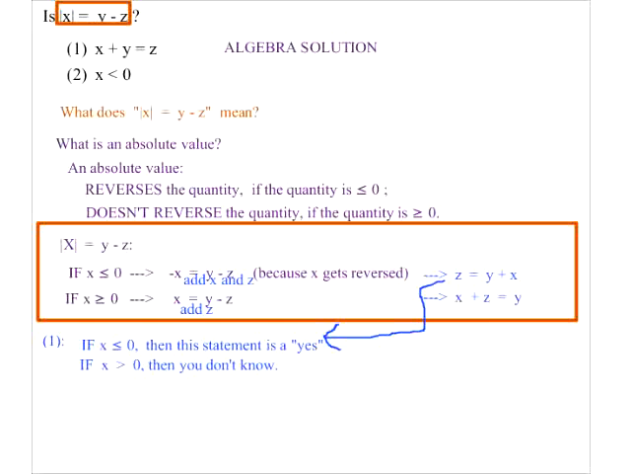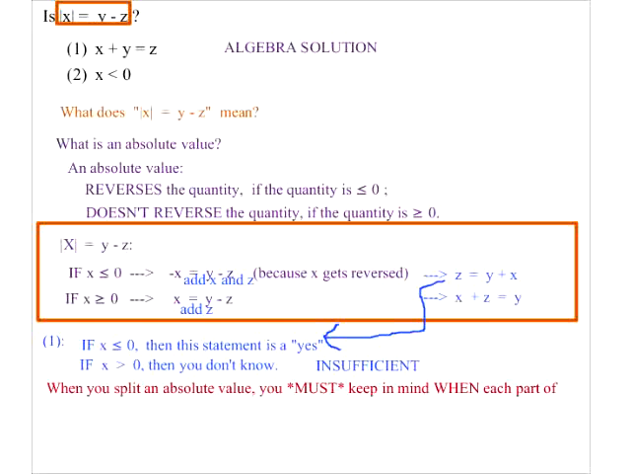The takeaway that you need to get from this is when you split an absolute value, you must keep in mind when each part of the split is true. In other words, you have to impose conditions on this. It can't just be this or this. It has to be this specifically when x is in this range, and this specifically when x is in that range. Smiley face if this stuff makes sense. If it doesn't make sense, questions, you gotta put them in the text box.